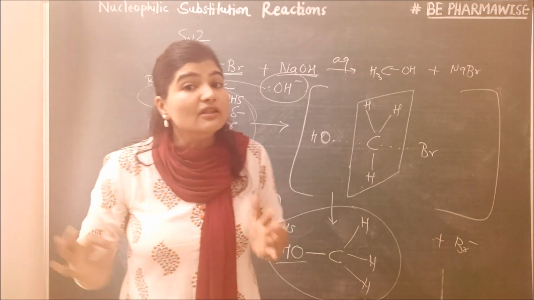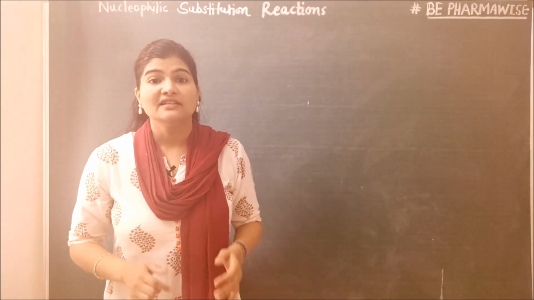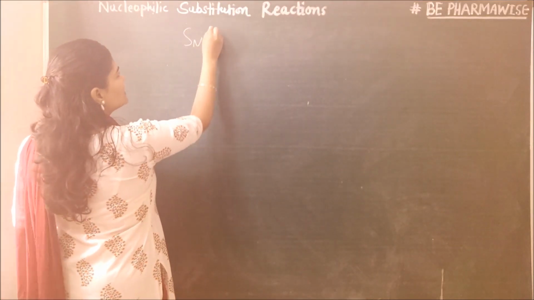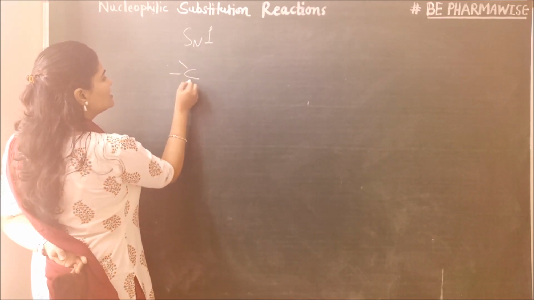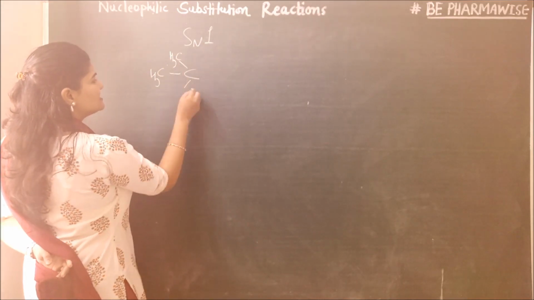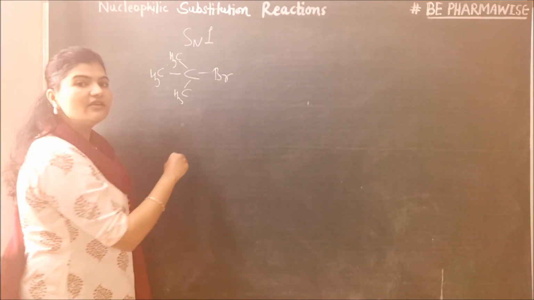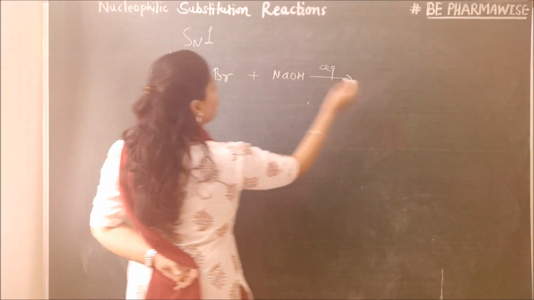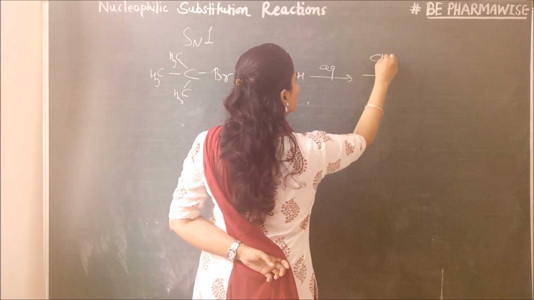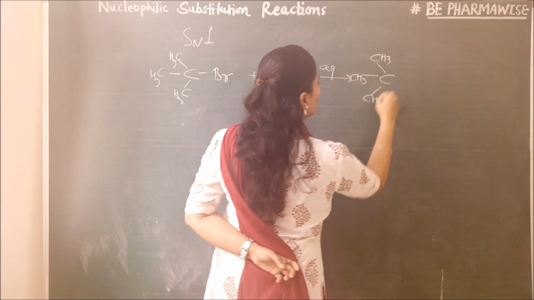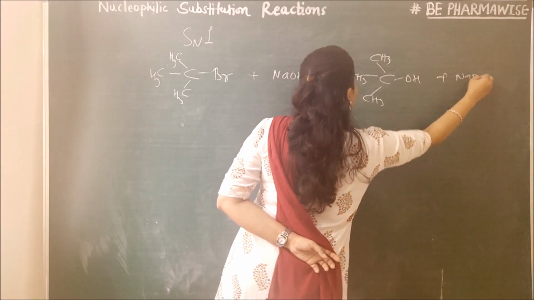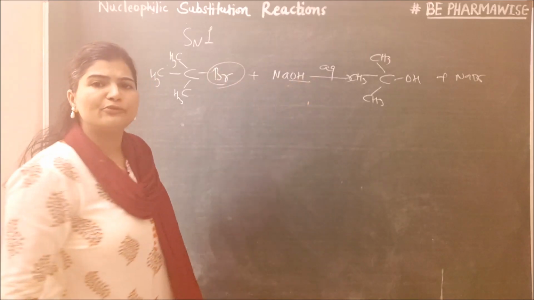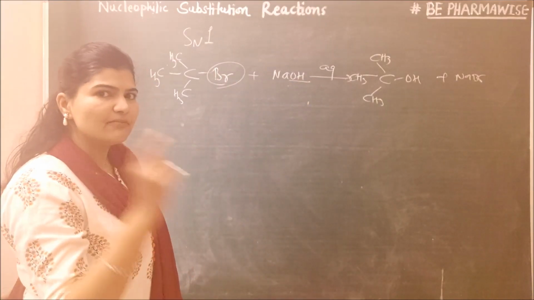Now let's discuss the SN1 reaction mechanism. For SN1, I will take an example of hydrolysis of tertiary butyl bromide, (CH3)3CBr. It is tertiary butyl bromide, and when it reacts with aqueous NaOH, it leads to formation of tertiary butyl alcohol plus NaBr. Now let's discuss the mechanism for this reaction. You know that OH has replaced bromine to produce the tertiary alcohol.